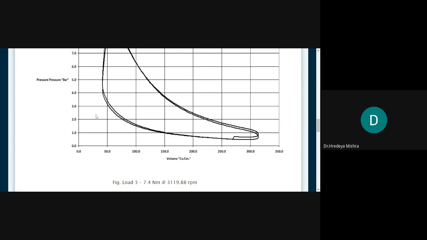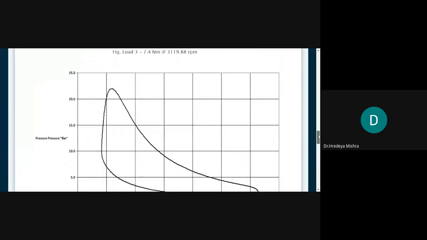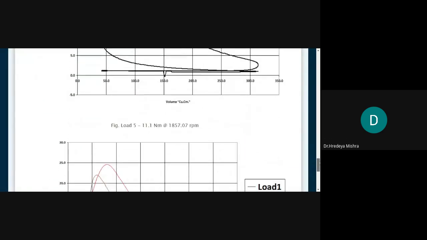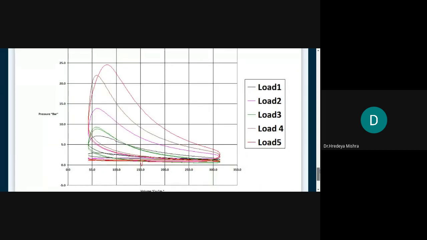Okay, so here we can see we get the different PV diagram, pressure volume diagram, for a different loading condition. And here is the combined load 1, load 2, load 3, load 4, load 5. We can combine all 5 diagrams. Okay, and see here different color is provided for different load.